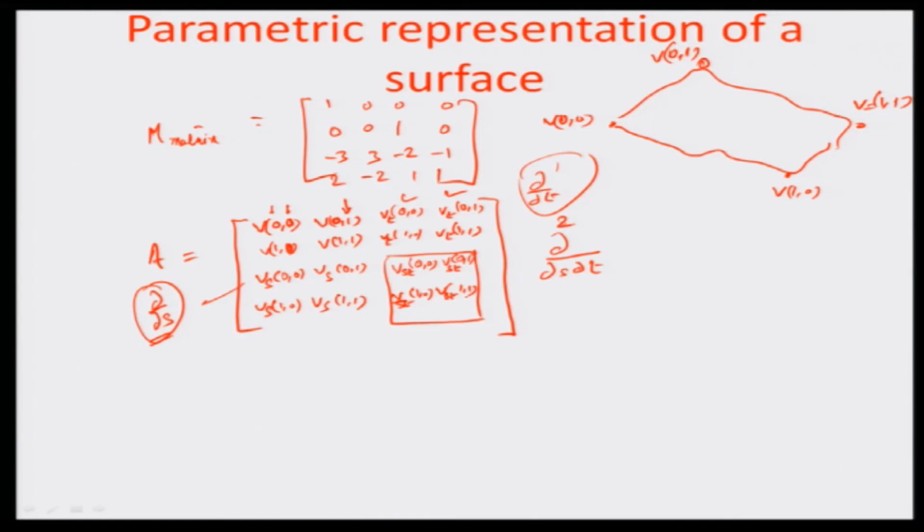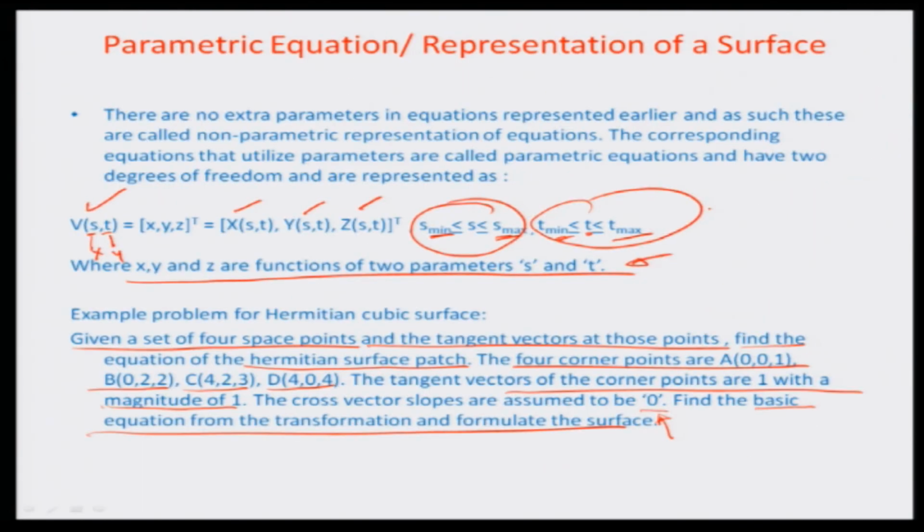And obviously from the question itself you can find out that, if I just go back to the question, it has briefly mentioned that the 4 points are given here, probably corresponding to V00, V01, V10 and V11. And the tangents at the corner points are all 1. So with respect to Vs or Vt, they are all 1, and with respect to the cross slopes, meaning with respect to s and with respect to t, the cross slopes, they are all zeros.